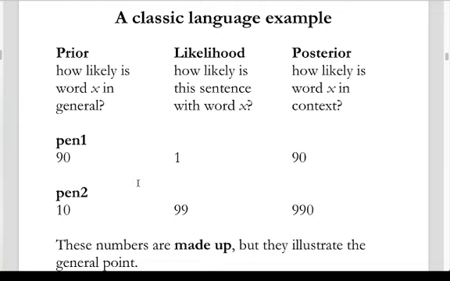The reason I picked this example is that I think for most people in this classroom, for the average American English speaker, the writing implement is a much more frequent word than the enclosure for pigs, which would be much less common.